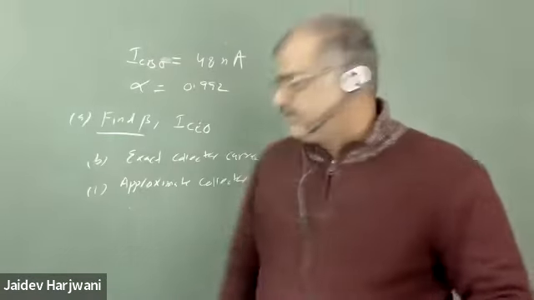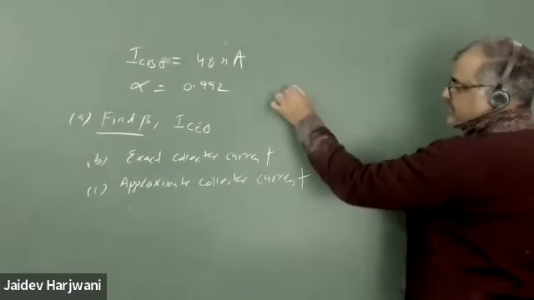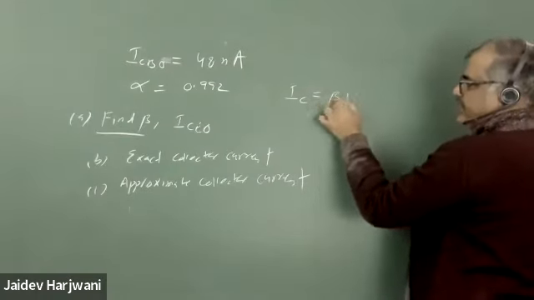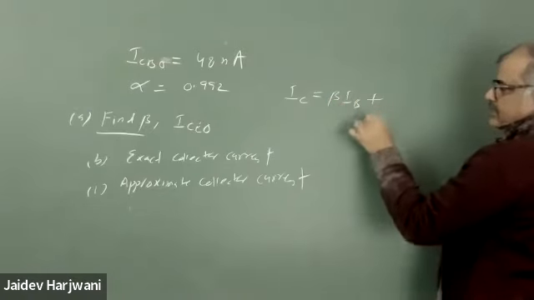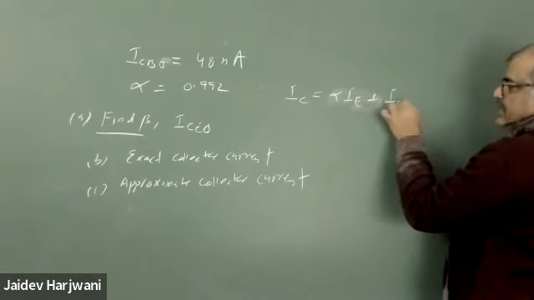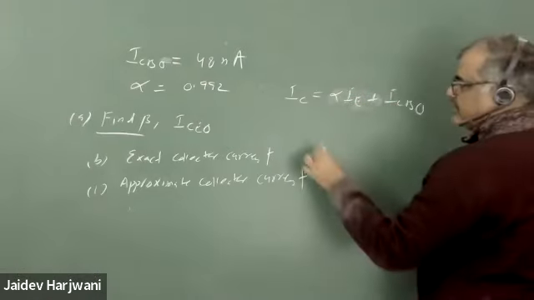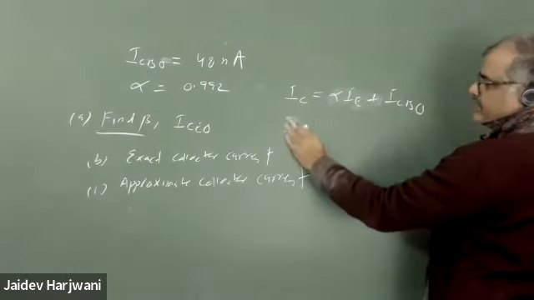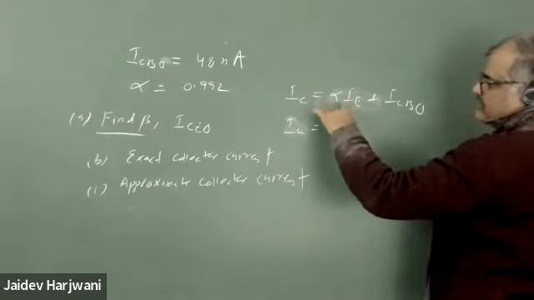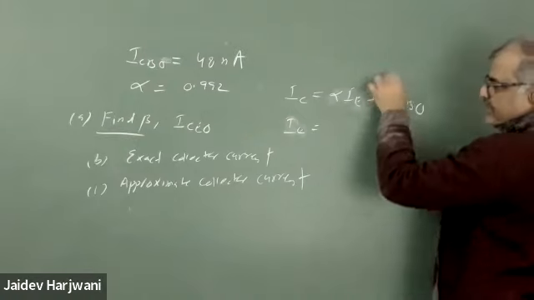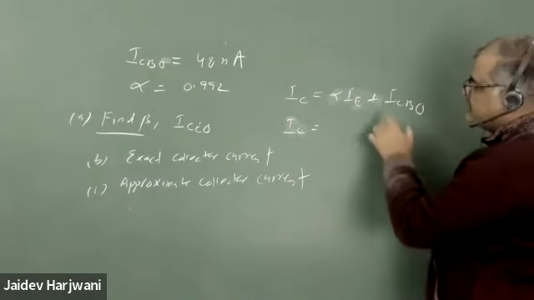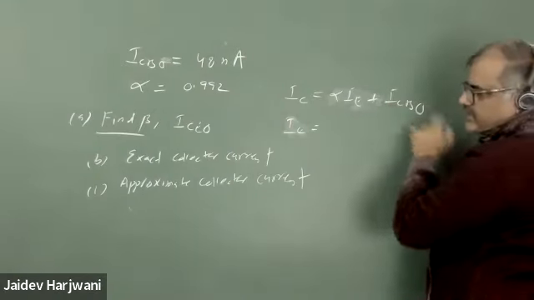Approximate means, I just now wrote the equation, your IC is what? IC is beta IB plus ICO, or alpha IE plus ICBO. This is common base configuration. Suppose here you want to find the approximate value, neglect this. If you neglect this one, then your IC will be alpha IE. This is a reverse saturation current, in microampere. You can always neglect this one.